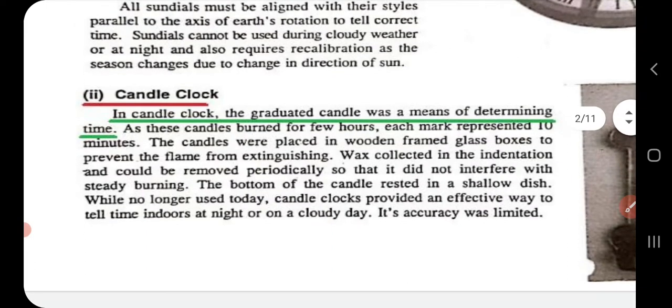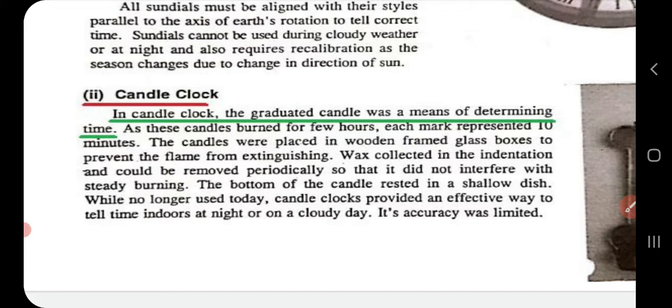Next is the candle clock. In a candle clock, the graduated candle was a means of determining time. That is, there is a candle and it is graduated. Graduated means it is marked. As these candles burned for a few hours, each mark represented 10 minutes. So there is a candle, and this candle is marked, and each mark is graduated as 10 minutes. So 10 minutes, 20, 30, 40, and so on.